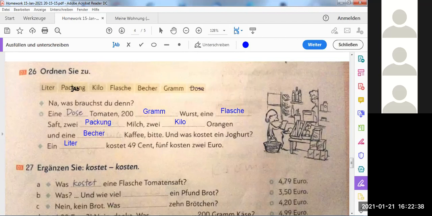Packung. That's a packet. Very good. Packung, packet. Kilo. Kilo as kilo in English. Kilograms also in English, yeah. Kilograms. Flasche. Flasche is a bottle. Bottle. Becher.